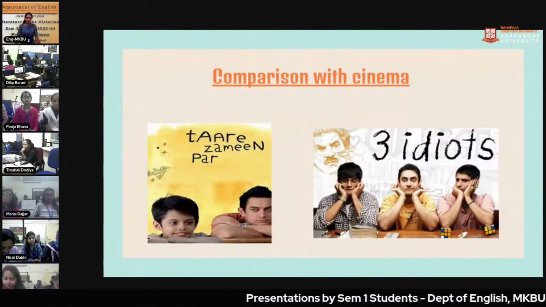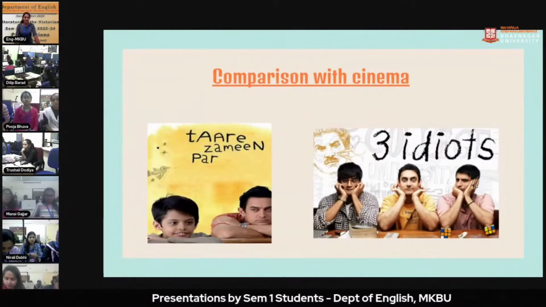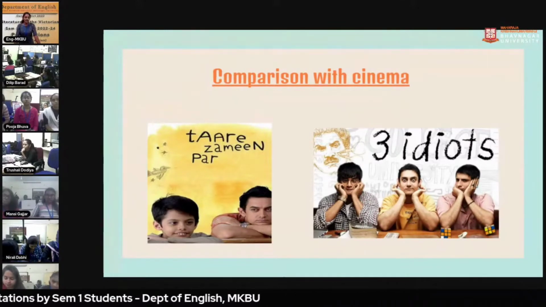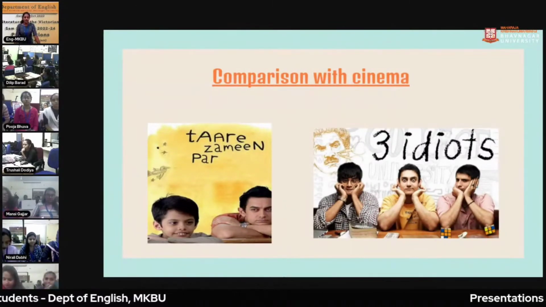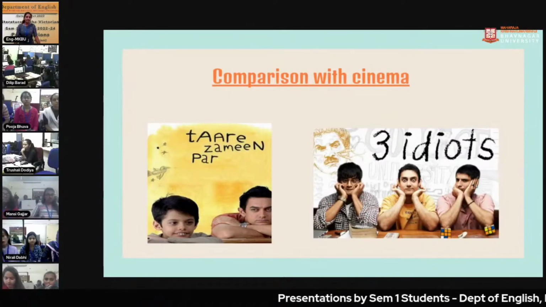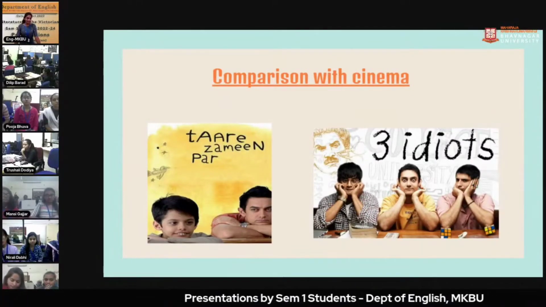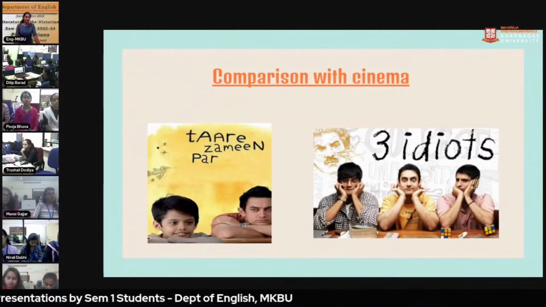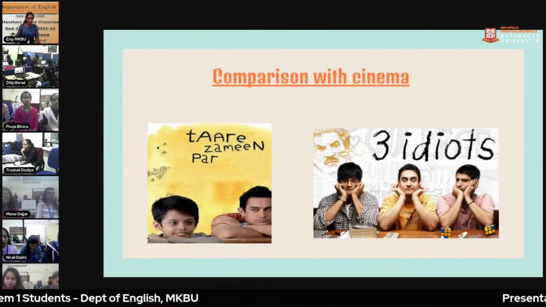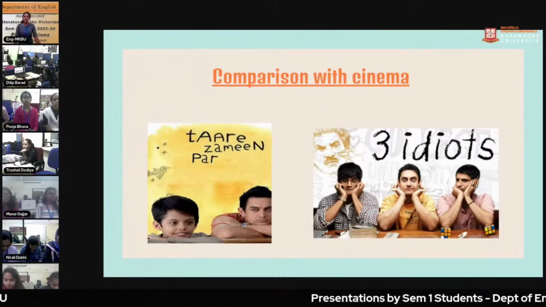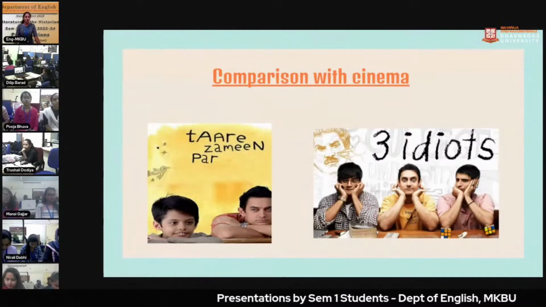Now I would like to compare it with modern cinema. I have taken two movies, Taare Zameen Par and Three Idiots. In Taare Zameen Par, Aamir Khan, the male protagonist, is constantly focusing on art, not on fact-based education. If you just want to know facts, you just want that kind of education, your children can't progress.